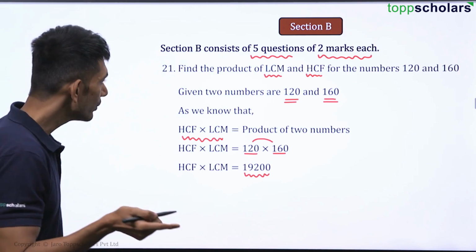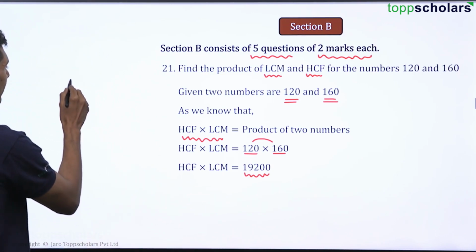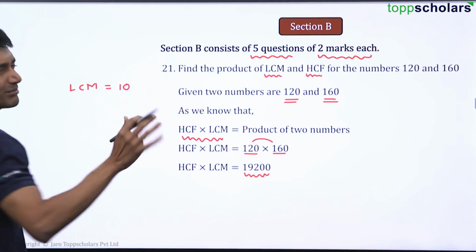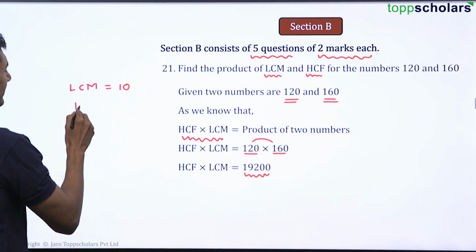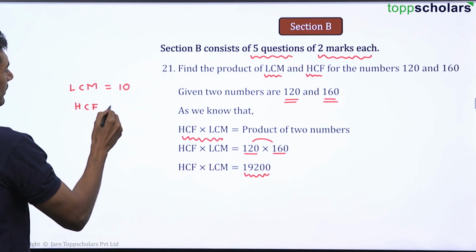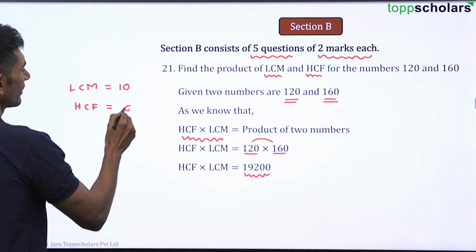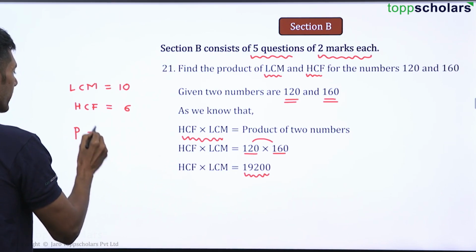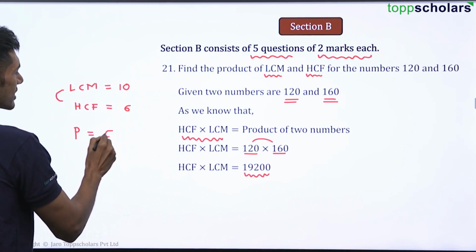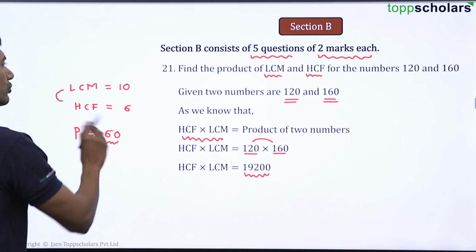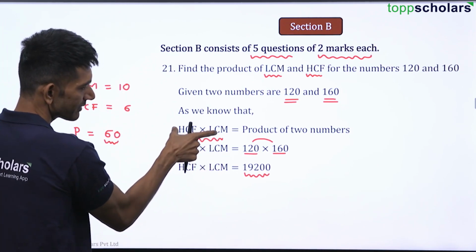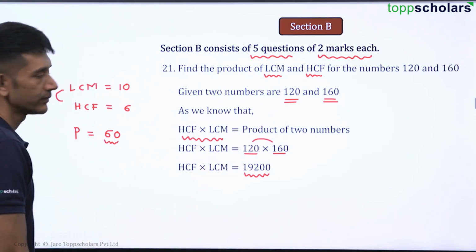I'll give you a hint: suppose the LCM of 2 numbers is 10, a random example, and the HCF is say 6, and they ask you to find the product of the 2 numbers. Then the product would be directly HCF into LCM, that is 60. So they can ask you such questions also, reverse questions, where they give you HCF and LCM and you find the product. Okay.